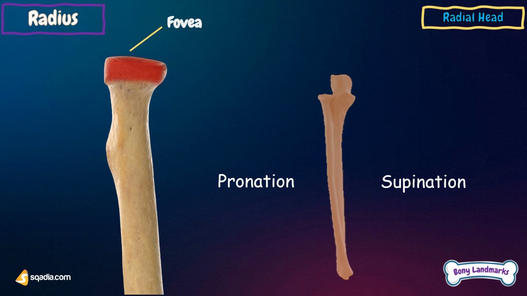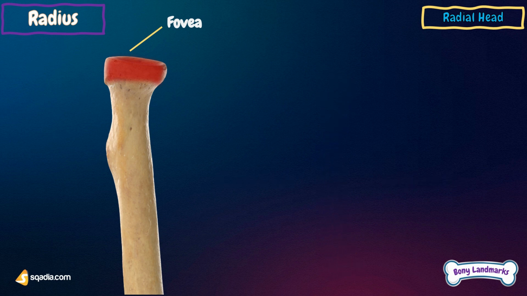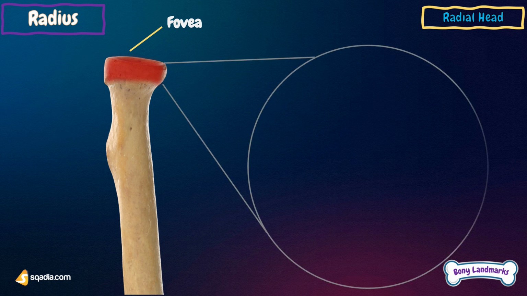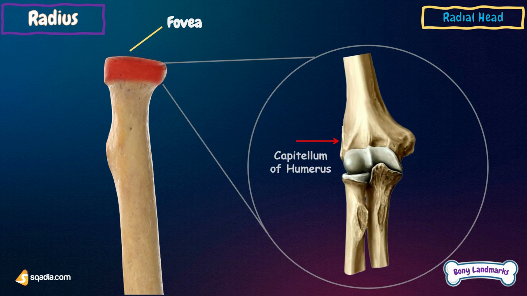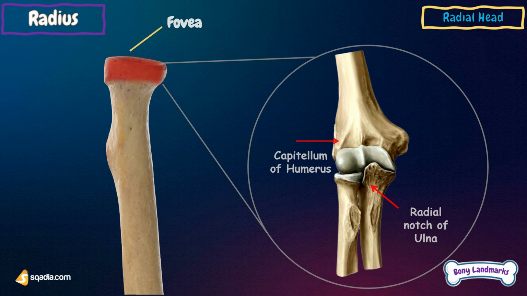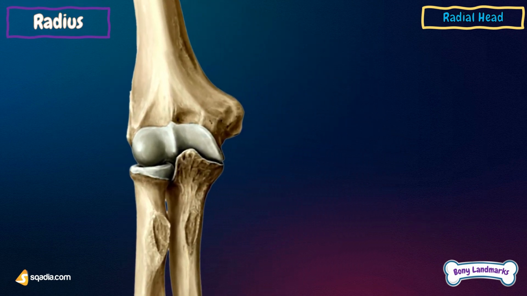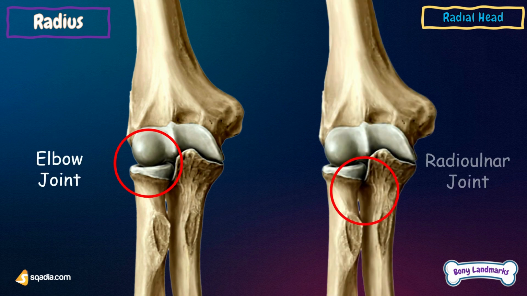The head articulates at 2 points. One is at the capitulum of the humerus, and the other at the radial notch of the ulna. The capitulum of the humerus articulates with the dip on top of the radial head, forming the elbow joint, whereas the proximal radioulnar joint is formed by the articulation between the broad medial portion of the head and the radial notch of the ulna. So basically, the radial bone is articulated both with the humerus and ulna via the head of the proximal end.